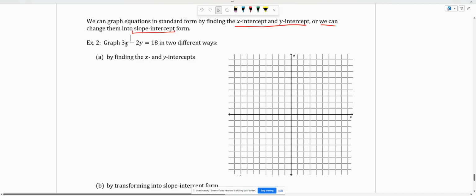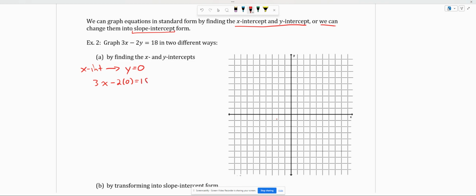Here we are in standard form. So first we're going to find the x and y intercepts. So recall, if I want to find the x-intercept, we have to substitute y equals 0, because to cross the x-axis, the y value must be 0. So let's do that in our equation. So it's going to be 3x minus 2 times 0 equals 18.